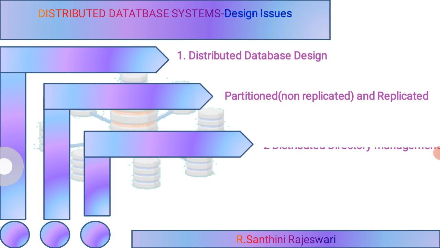The next design issue we are going to discuss is distributed directory management. A directory, or data directory, contains information about data items in the database, that is, the description and location of the data. This directory may be global or local. Global in the sense that it is placed in one system and contains all the information about the distributed database system. Or the data directory may be local to each site. Similarly, it can be centralized or distributed over several sites.